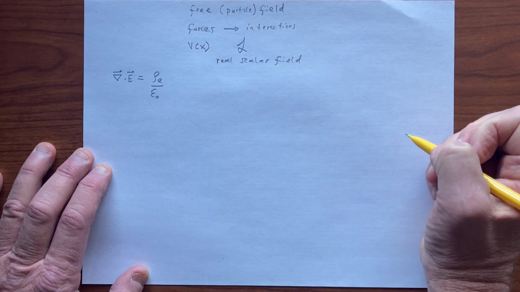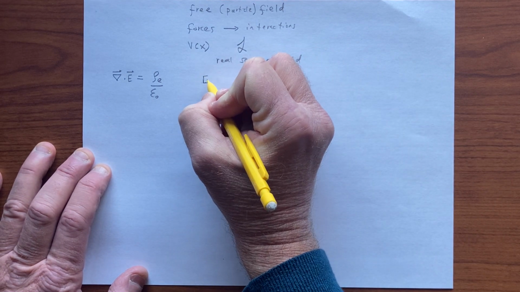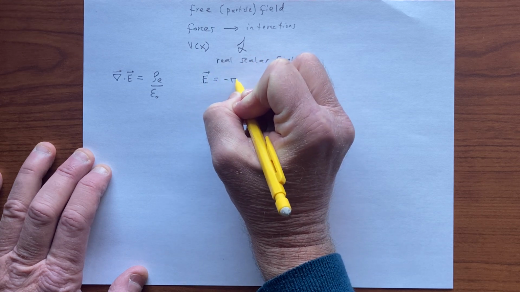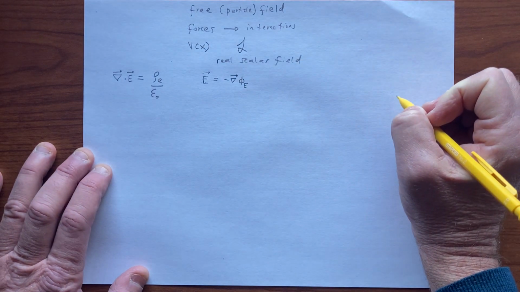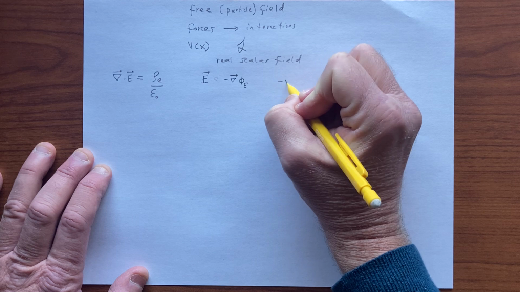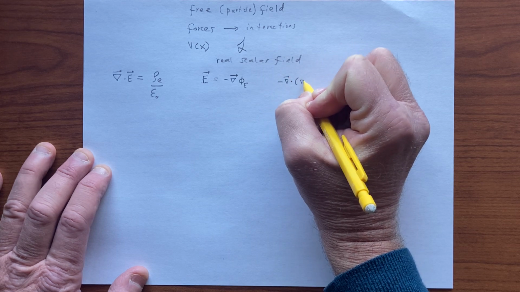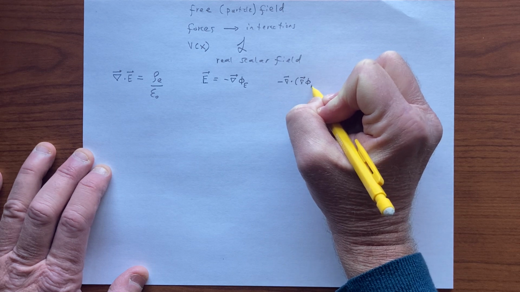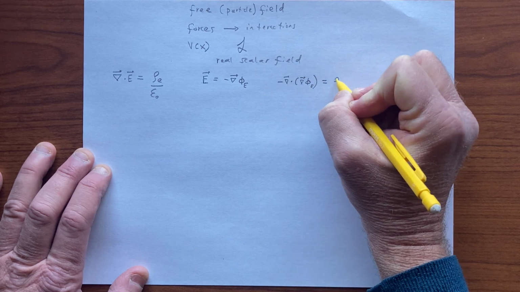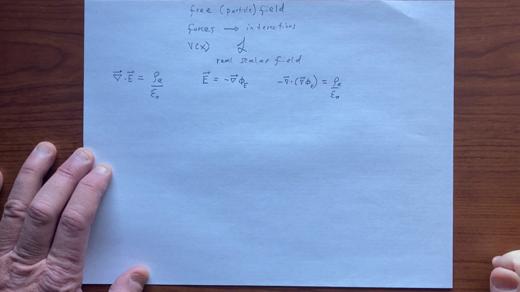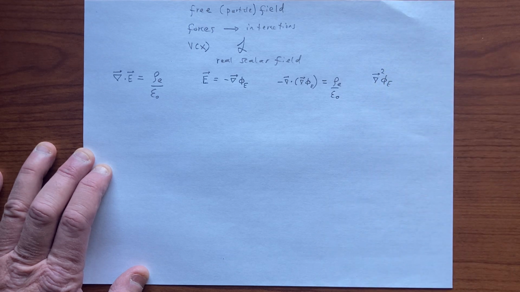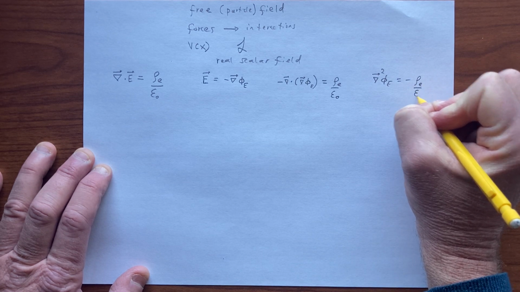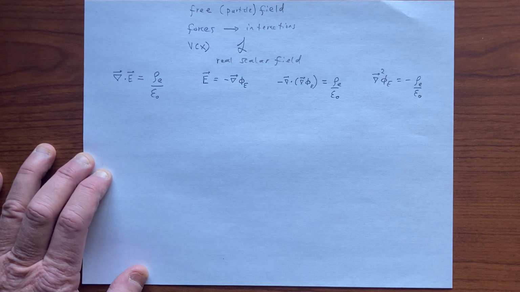So we know that the electric field is minus the gradient of the electric potential, and therefore we can say that minus del times, I just pull the minus sign out, this equation becomes, looks like that, and therefore we get del squared of the electric potential is equal to minus the charge density over epsilon naught.